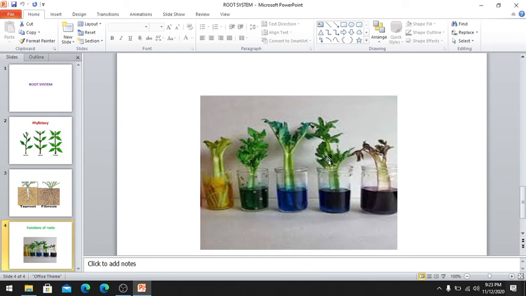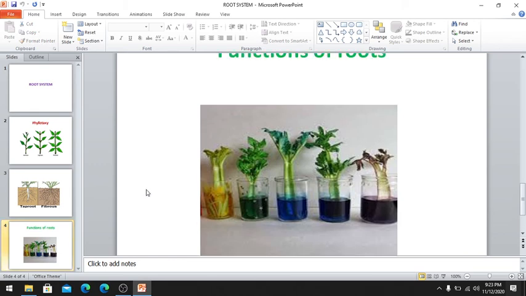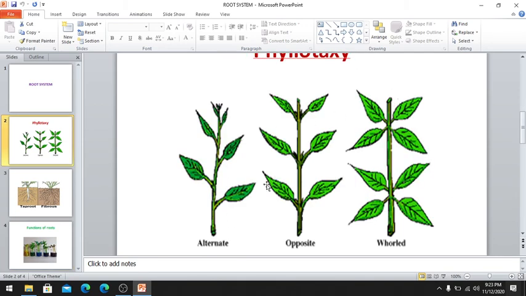Understood, children? And your today's homework is to draw the different types of phyllotaxis in your notebook and give 3 different examples. Under each phyllotaxy, give 3 examples. So this is your today's homework, children.